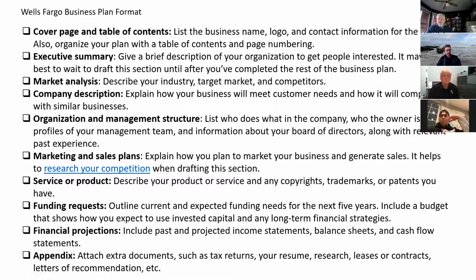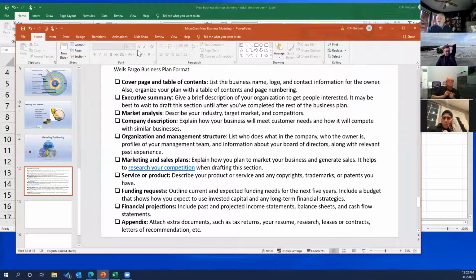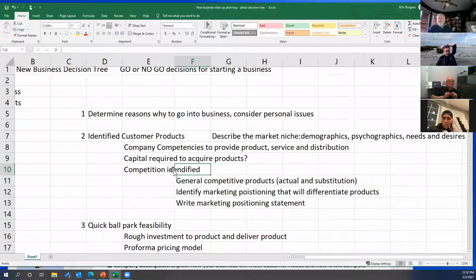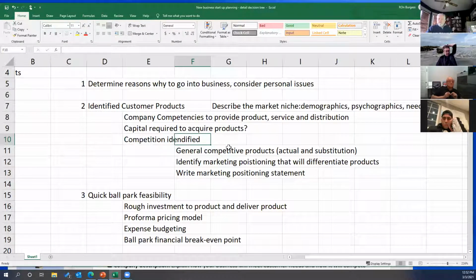This happens to be the business plan that we've used before that came from Wells Fargo that we got from Edgar. And that has a place here as a standard format to do that. Now I'm going to show you that I've just reproduced on this spreadsheet with a few more steps.